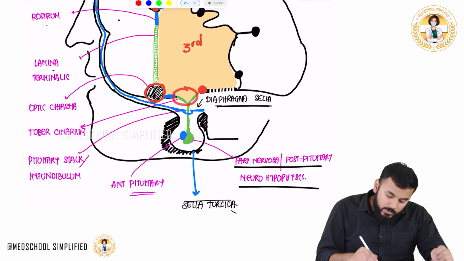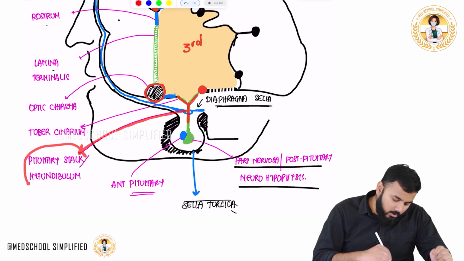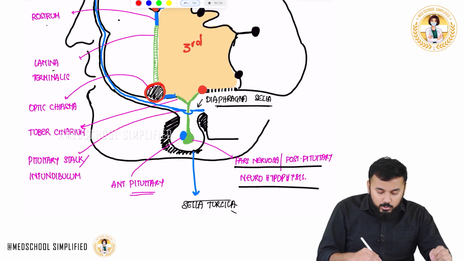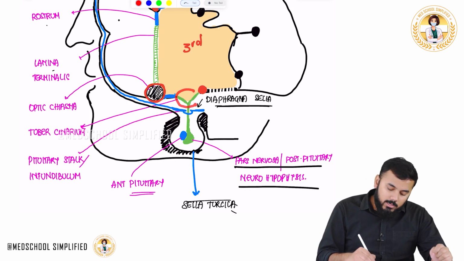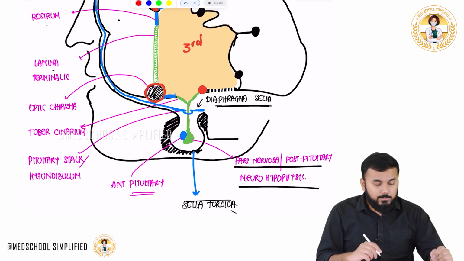Posteriorly, you have got tuber cinereum, right? Just attached to this tuber cinereum, what is this? This is called your infundibulum, or also called the pituitary stalk. So posterior to this optic chiasma, two structures you have got. One is called the tuber cinereum. Attached to the tuber cinereum, you have got this structure called the pituitary stalk.